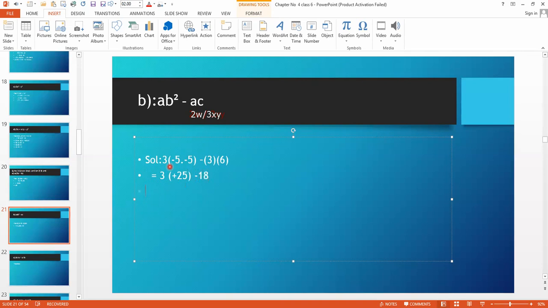Simply, first you have to open this bracket. 25 3 times 75. And next you have to subtract 18 from this 75. Okay, please tell me, when you subtract 18 from 75, what will be your answer? 57. Yes, you are right. 57. Very good. And first you have to put this equality sign also. First you have to put the equality sign, then you have to put 57, and then you have to put the answer.